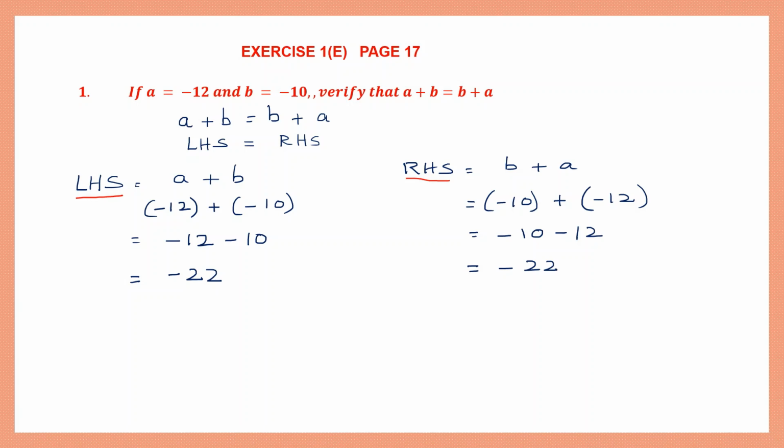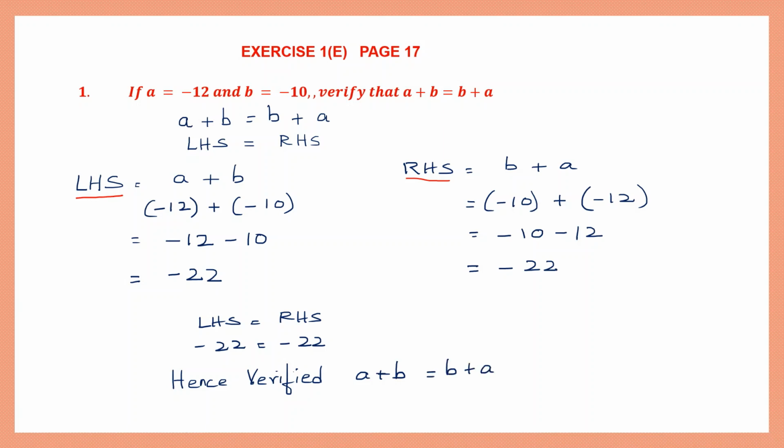That means the left hand side is equal to the right hand side, isn't it? That means minus 22 here and minus 22 here. So we have verified. So you need to write hence verified. And what have we verified? We have verified what's given in the question: a plus b is equal to b plus a.